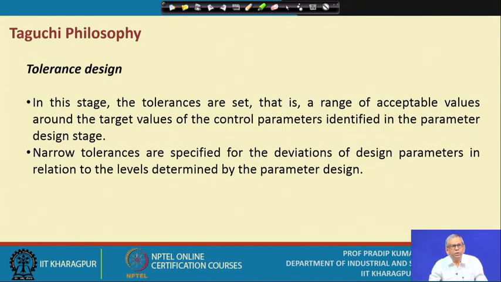And then you go for the tolerance design. So here the tolerances are set, that means a range of acceptable values you must be able to determine around the target values of the control parameters. And narrow tolerances are specified for the deviation of design parameters. So this is your objective, narrow. So if you are able to specify narrow tolerances, then you assume, or you have created the design in such a way that close control of the process parameters is possible.